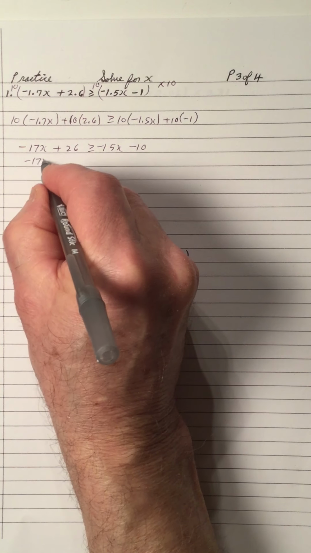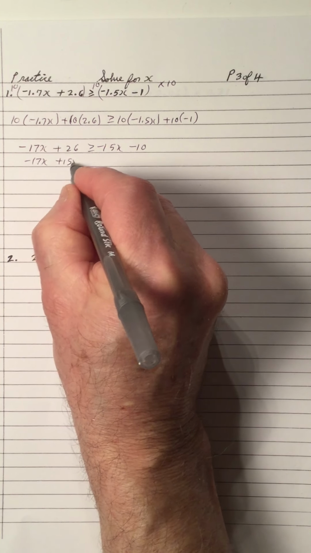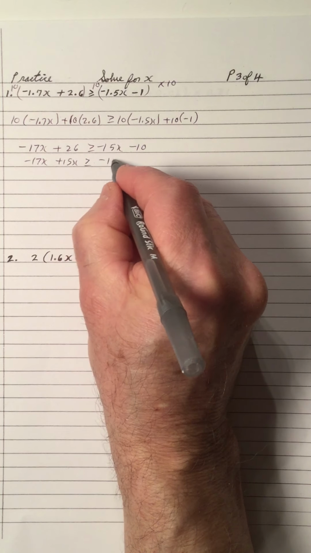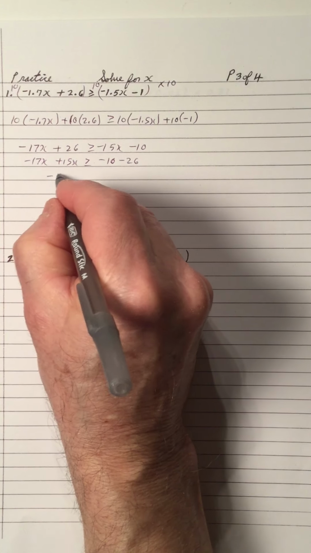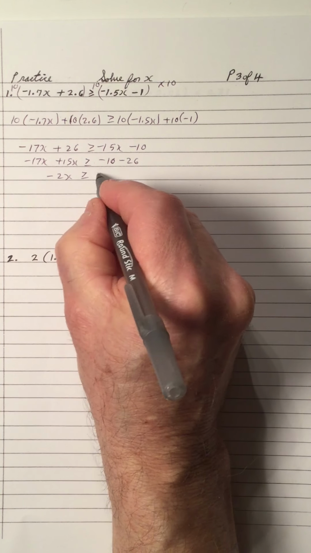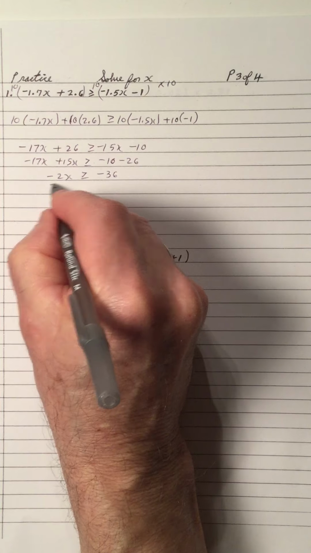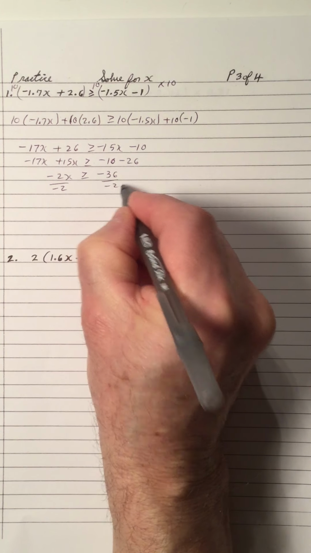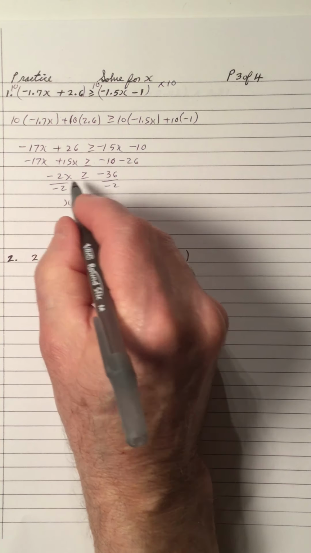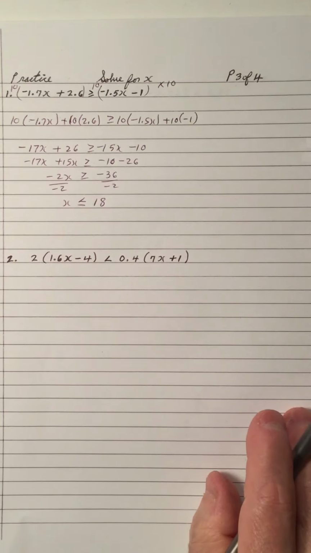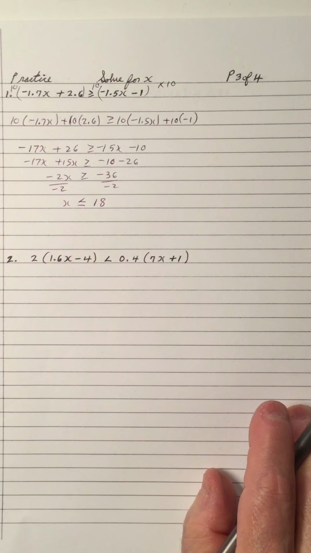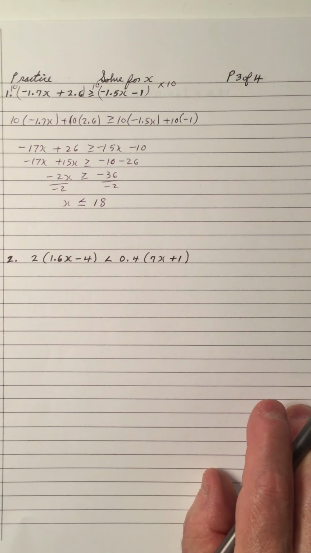And now we get a 17x plus 15x greater than or equal to negative 10 minus 26. Change the signs. Negative 2x is greater than or equal to negative 36. Divide both sides by negative 2. And x, because I divide by a negative, I get a less than or equal to, and it gives me 18. Multiplying both sides by 10, 100, or 1,000 depends on the most decimal places.